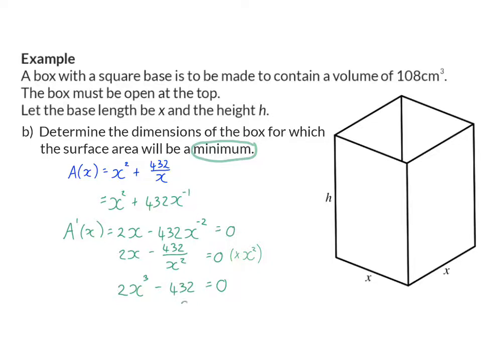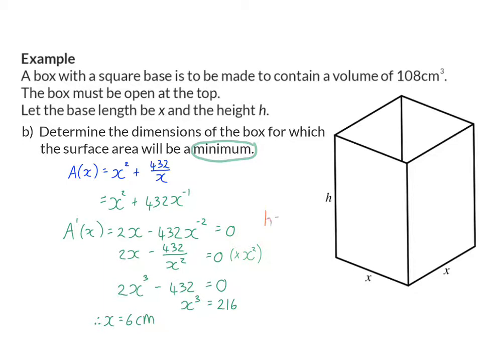Now I can simplify by dividing by 2. So I will have x cubed is equal to 216. To get rid of the cube, I will take the cube root on both sides, and I will end with x being 6. In this example, we have a real life problem, and then it is important to remember to add your units. So in this case, x will have a value of 6 centimeters.